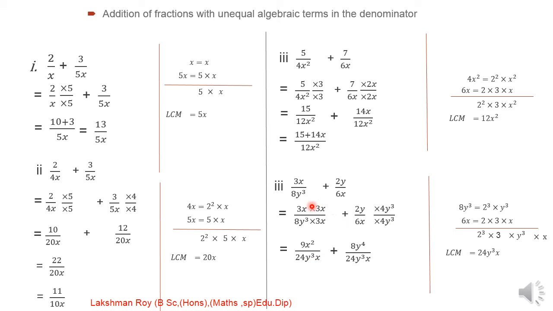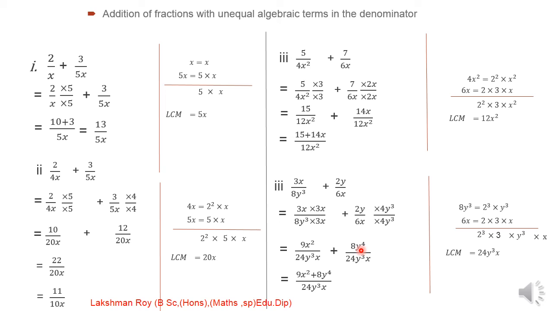Here the numerator, right? What is the numerator? 3x into 3x, that means 3 multiplied by 3, 9, x multiplied by x, x to the power 2. Okay, next one, the denominator is okay. 2y should be multiplied by 4y to the power 3. But how to multiply? 2 multiplied by 4, that is 8, y multiplied by y to the power 3, so that is y to the power 4, right?